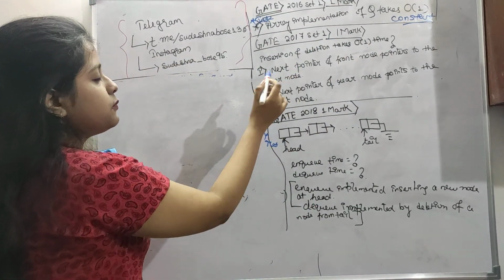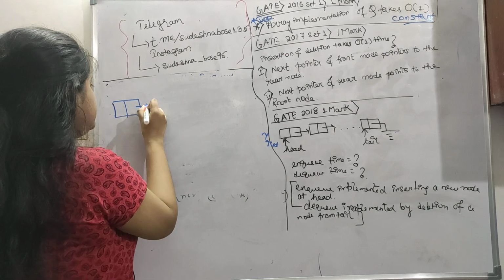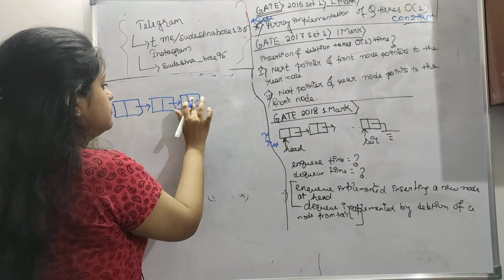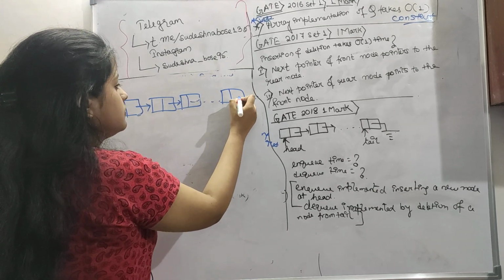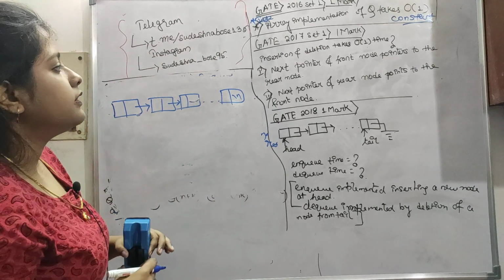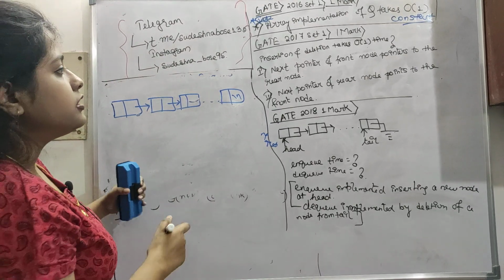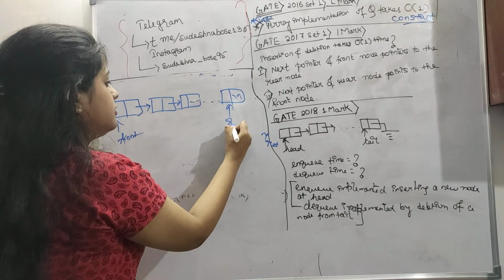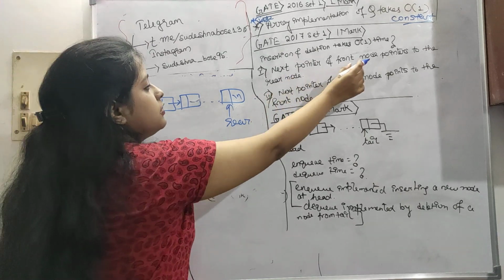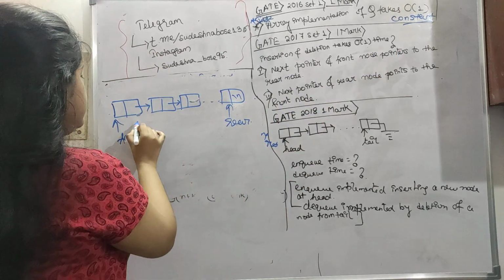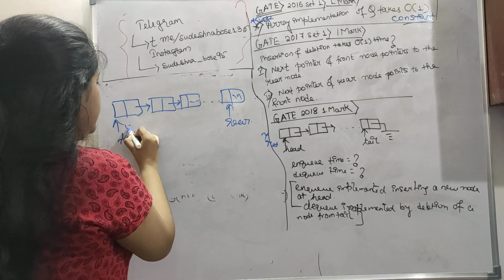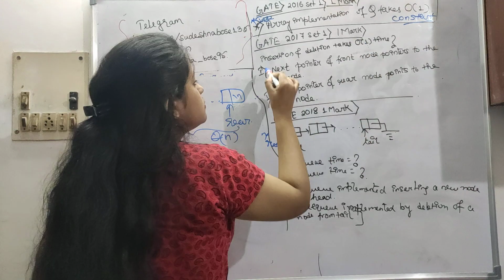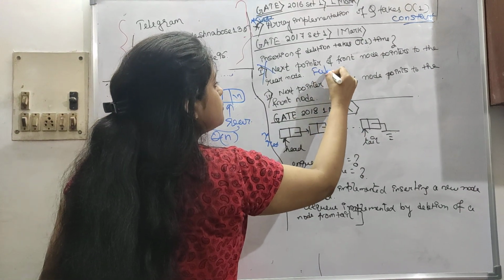See the next pointer of front node points to the rear. See this is our front node and this is our rear node. So the next pointer of front node points to the rear pointer. See we have to go from here to here, this will take order of n time, but here it is written order of 1, so this statement is false.